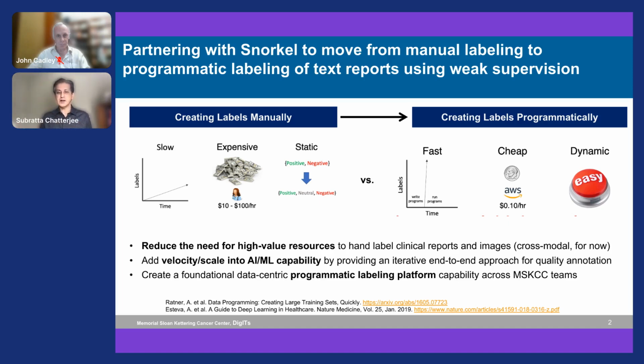Then what happens? So we were looking around, and we came across this approach, which is called labeling programmatically. It is fast and easy, and we can change the labels dynamically, meaning we can change the number of labels, the number of classes we have in the data, very, very quickly.